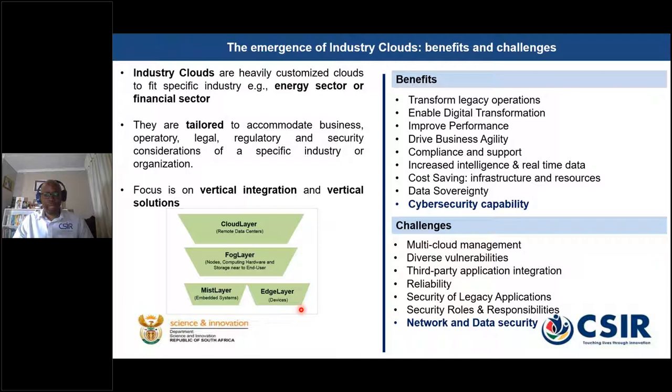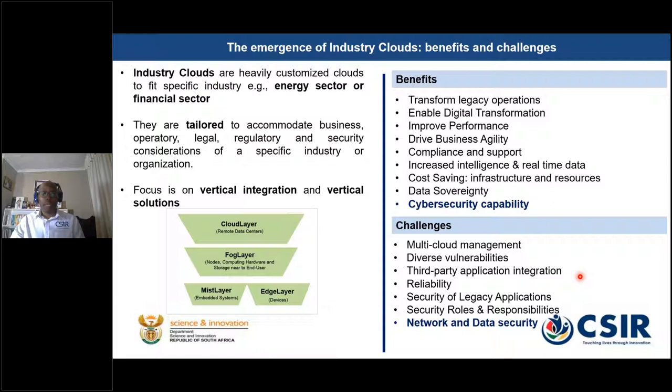And then the security of legacy applications. Just because we are using an industry cloud, it does not mean the security vulnerabilities of the legacy applications go away, and that still needs to be taken care of by the organization. And I will explain why we talk about building the cybersecurity capability for both internal and external. Because sometimes when people adopt the cloud or even industry cloud, they will make an assumption that the service provider will take care of all the security dynamics.